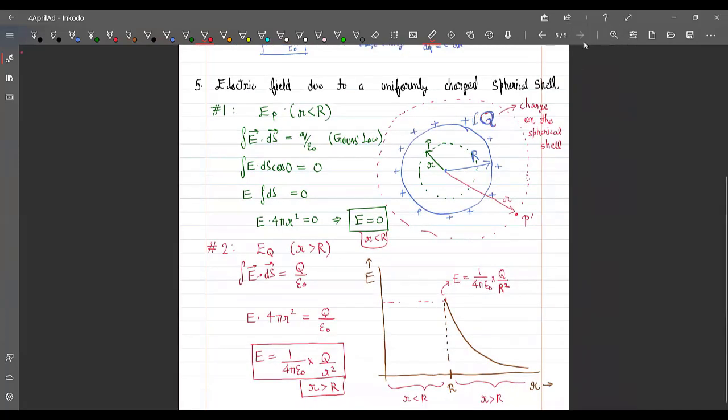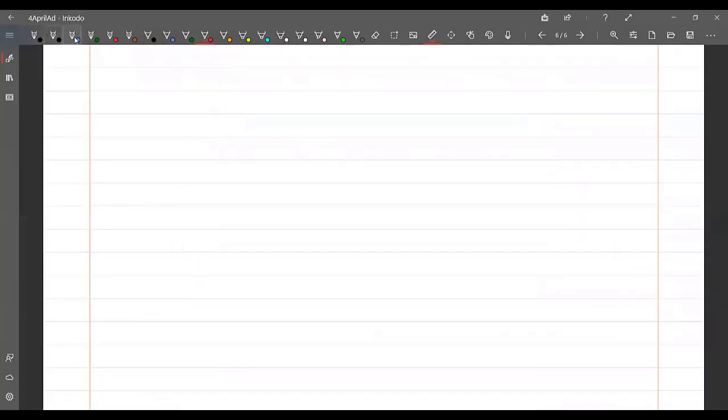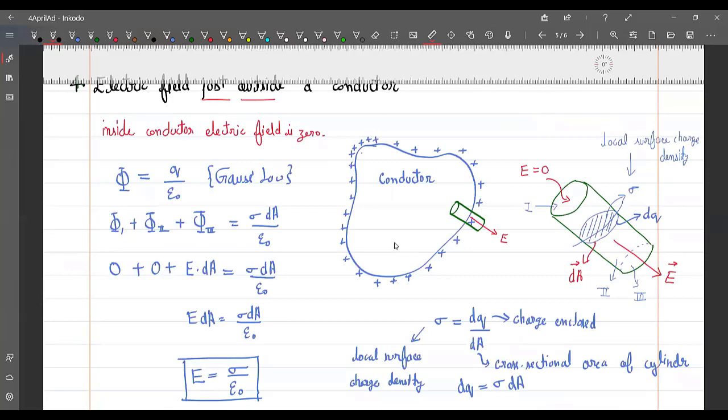Next, we will understand electric field due to a uniformly charged sphere. Suppose the sphere is uniformly charged. Here it was a spherical shell. Next part. This might appear a bit difficult to some students, but let us go through it.